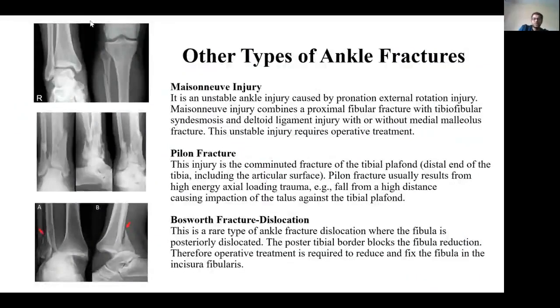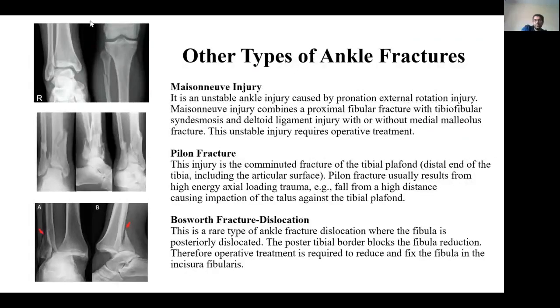There are also other types of ankle fractures, like the Maisonneuve type injury, pilon fracture, and Poss fracture dislocation. Maisonneuve type injury is an unstable ankle injury caused by pronation external rotation. It combines a proximal fibular fracture with a tibiofibular syndesmosis and deltoid ligament injury with or without medial malleolus fracture. This unstable injury always requires operative intervention.